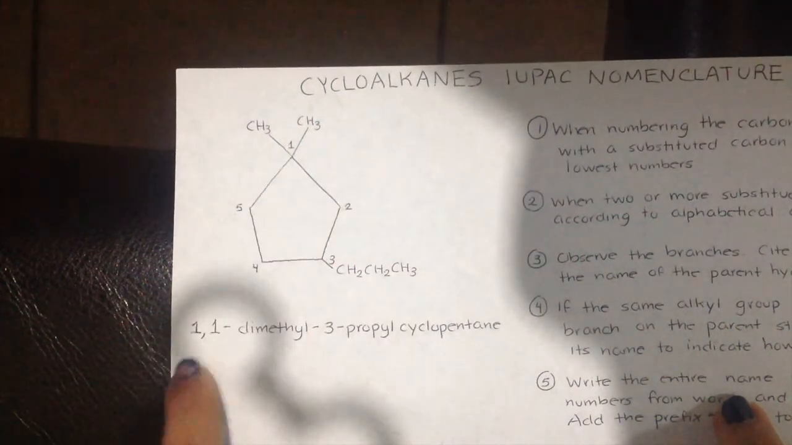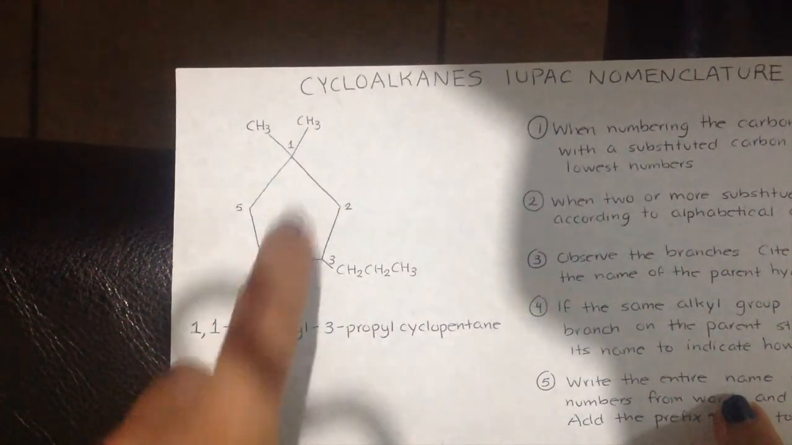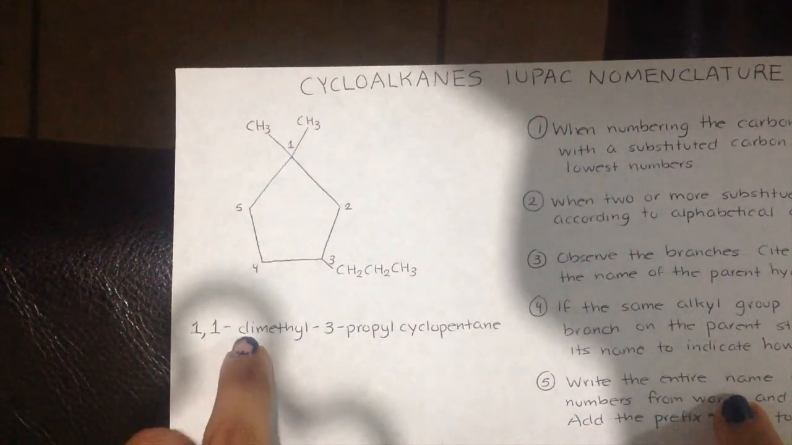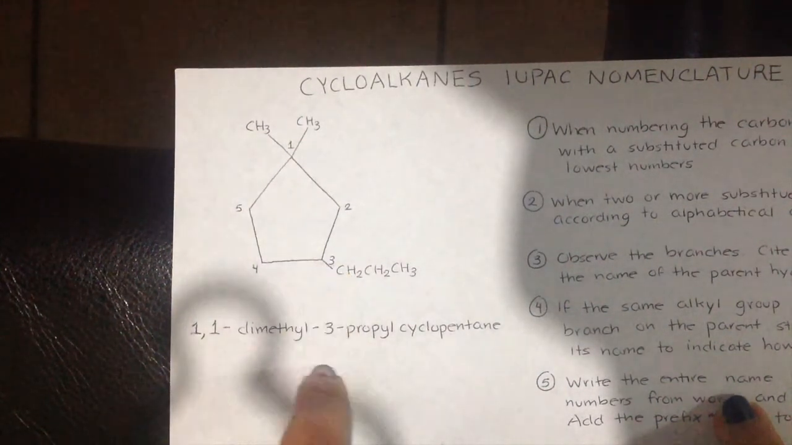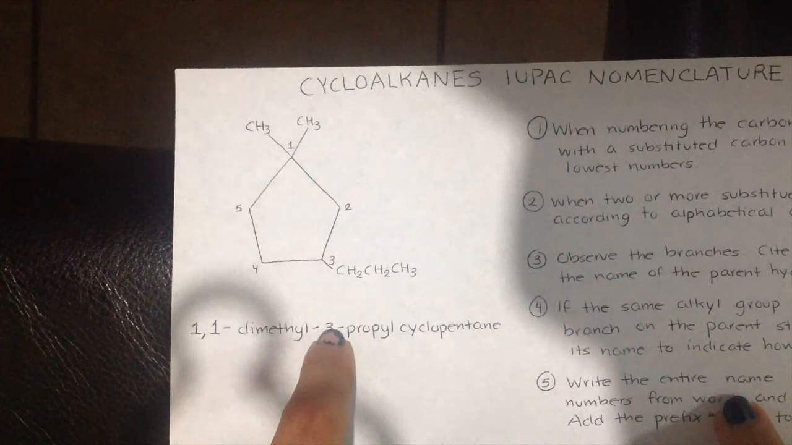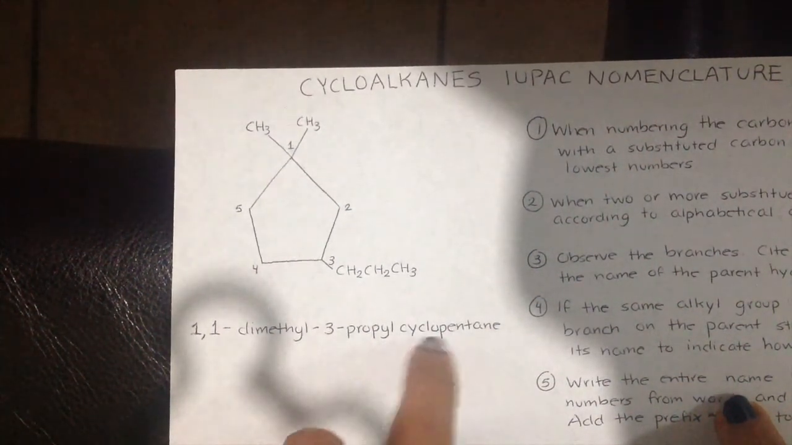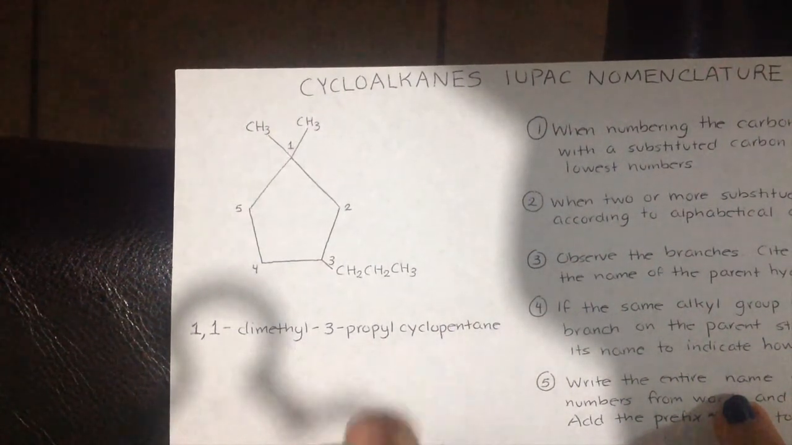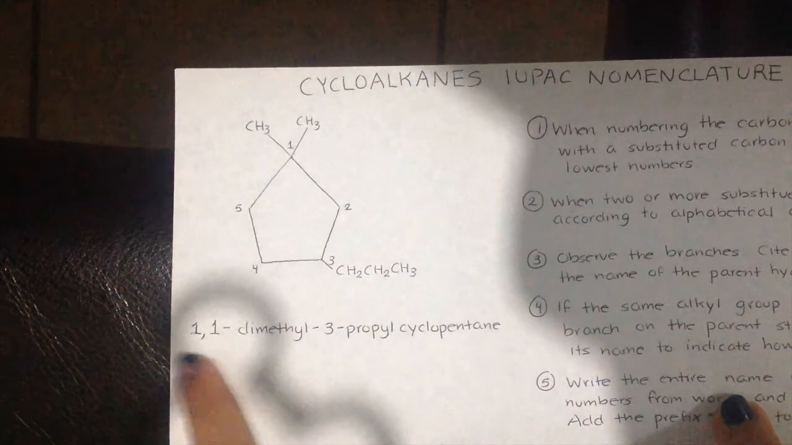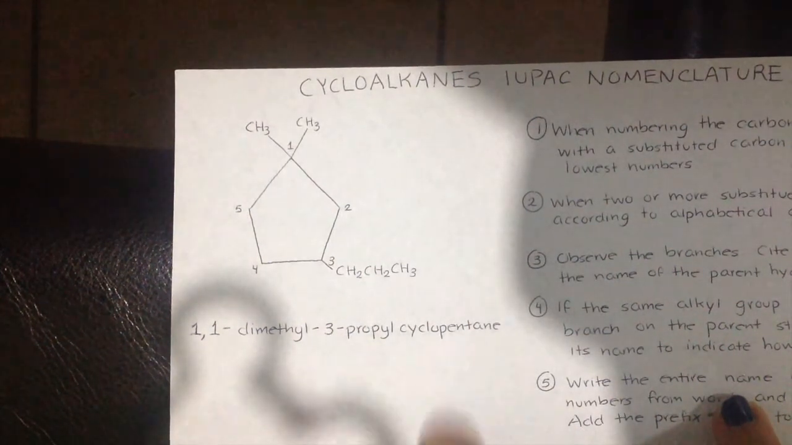So we will write 1,1 because we have 2 methyls, hyphen, the prefix di because we have 2, methyl, hyphen, 3, we only have one propyl, so we only write 3, hyphen propyl, our prefix cyclo, and then the name of our parent chain, which is pentane. So it will be 1,1-dimethyl-3-propylcyclopentane.